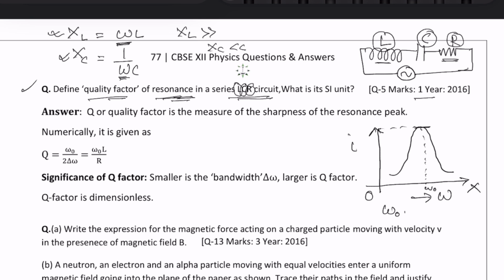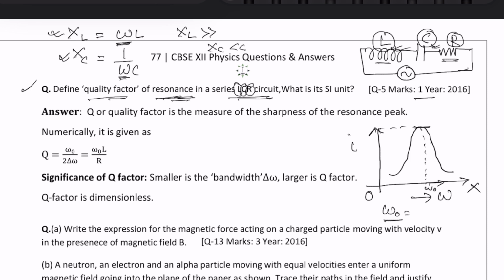Omega 0 is called the resonant frequency. At this frequency, inductive reactance and capacitive reactance cancel each other and current is maximum. Now, if we increase the frequency above omega 0, then the current decreases. If we decrease the frequency, then also the current decreases.